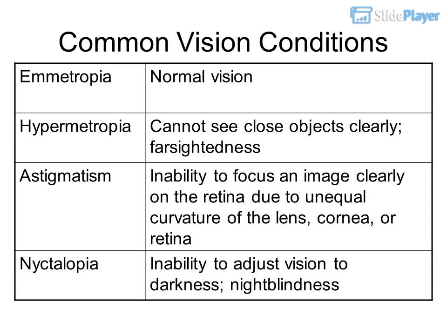Common vision conditions. Emmetropia: normal vision. Hypermetropia, or farsightedness: cannot see close objects clearly. Astigmatism: inability to focus an image clearly on the retina due to unequal curvature of the lens, cornea, or retina. Nyctalopia: inability to adjust vision to darkness, or night blindness.